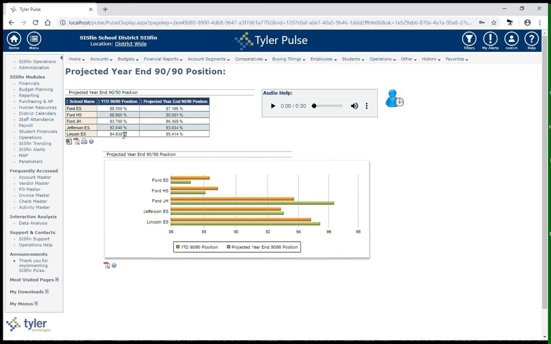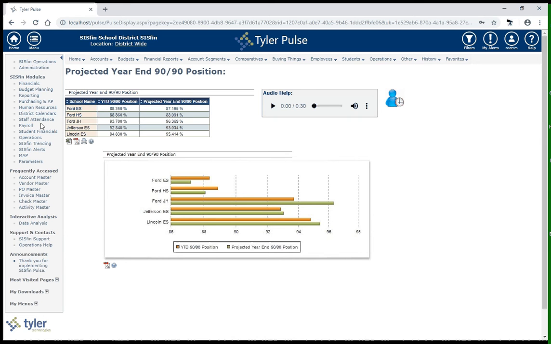In this case, this school right here, for example, is projected to improve their 90-90 by the end of the year, while this one's going to go down a little bit. High schools always struggle with this compared to the elementaries. Now, the point of reference here is this is extremely good to see this improve. But that's a testament to the efforts that this particular district is making.